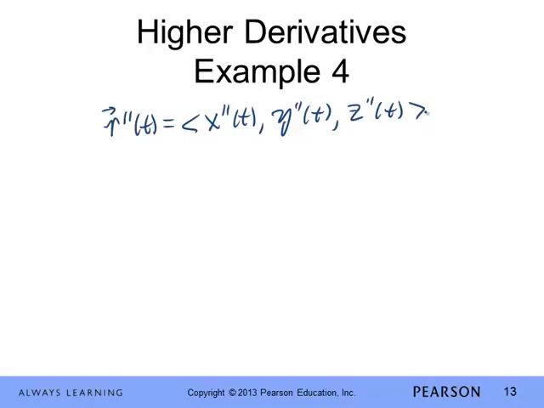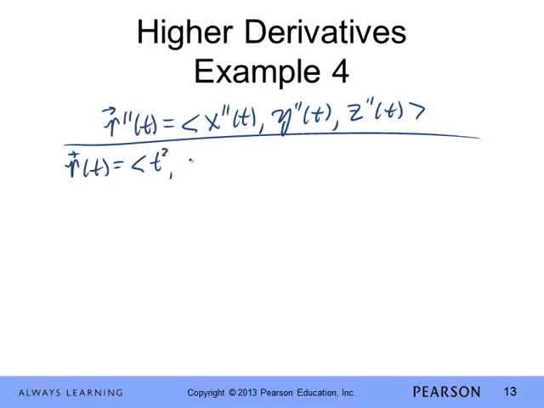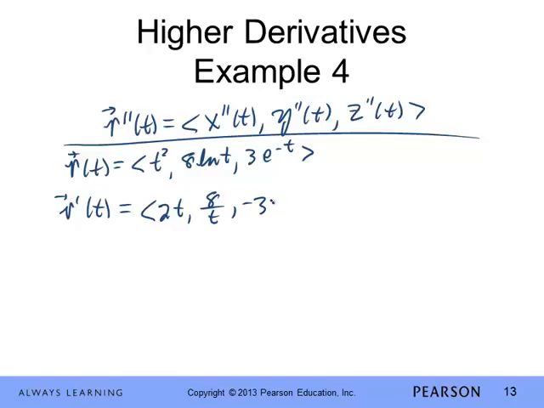So, for example 4, we have r of t equal to t squared, 8 natural log of t, and 3 times e to the negative t. First, second, and third order derivatives. Well, r prime of t is what? 2t, comma, 8 over t, comma, negative 3 e to the negative t.